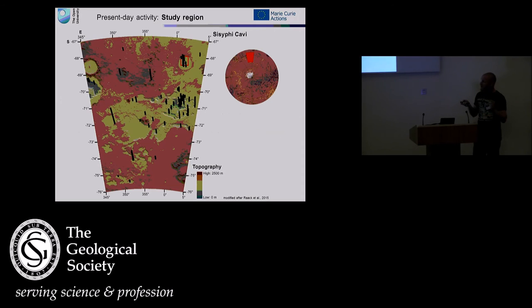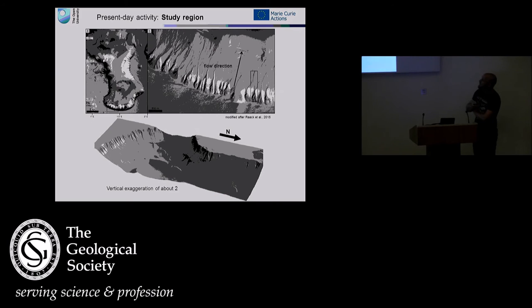Now I will come from the young and recent gullies to present-day activity of the gullies. We move further south from the mid-latitudes to the polar layered deposits. This here is Sisyphi Cavi. You can see the polar cap of Mars here. The study region is in this impact crater with filled material, and this here is one of the polar pits. On all of these slopes, we can find a lot of gullies.